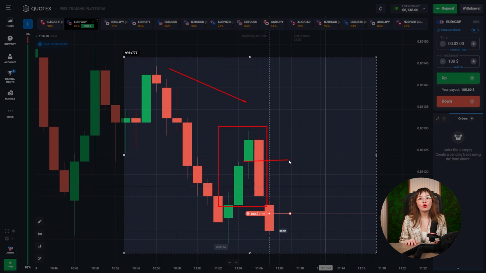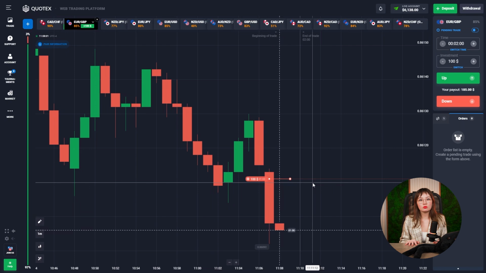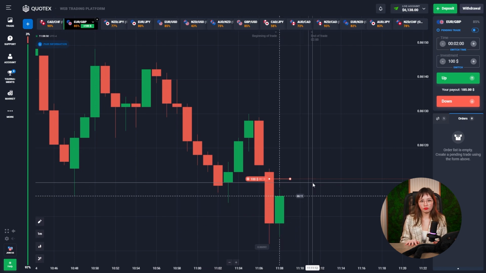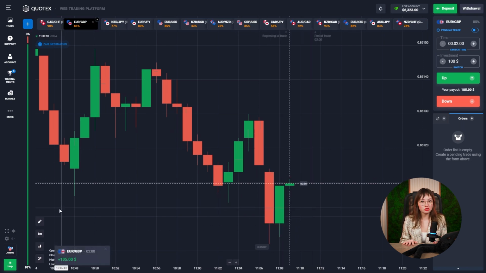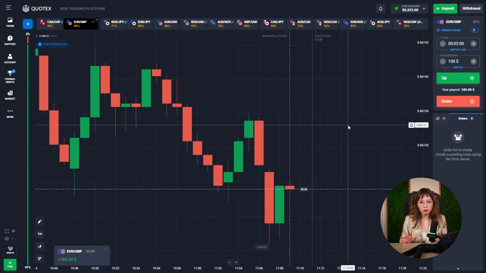Textbook perfect, only the price moved very quickly after the third candle closed, so the option opened slightly lower than planned. Hopefully this won't prevent us from making a profit. Yes, the situation was dangerous, but the trade is back in the positive.